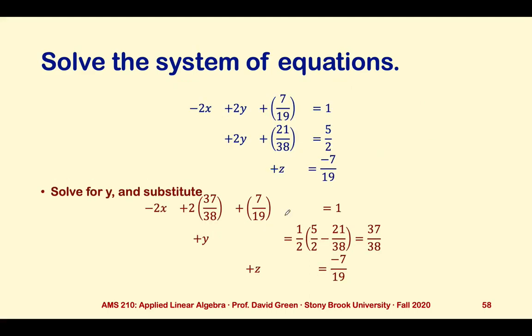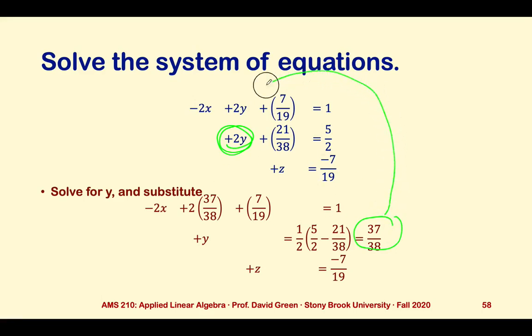After solving and substituting z, we shift our attention up a row to the left of the system to the next pivot, y, in the second row. y is isolated now in this second equation. We can solve for it. 5/2 minus 21/38, so we move that over, then divide through by the remaining 2. 1/2 times 5/2 minus 21/38 gives us, with a tiny bit of arithmetic, 37/38.